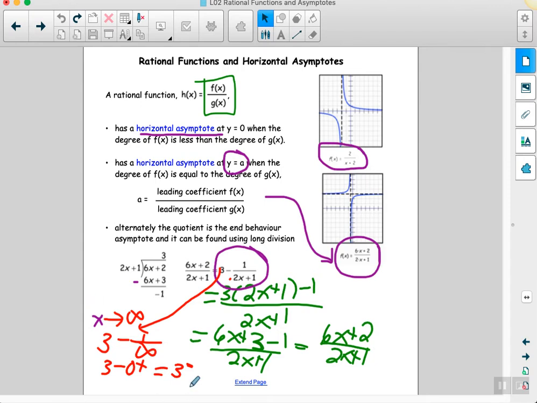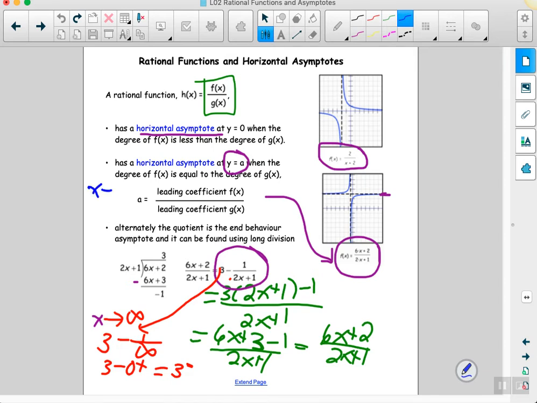So notice on our graph over here, as we went to positive infinity, see how it's approaching 3? Right here it's approaching 3, but from below. What's going to happen when we head to negative infinity? I'm going to try and write that up here.